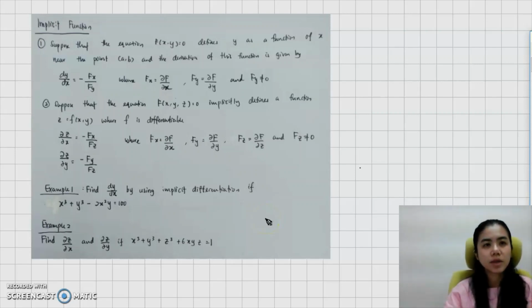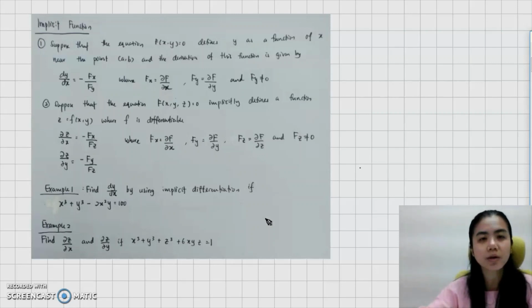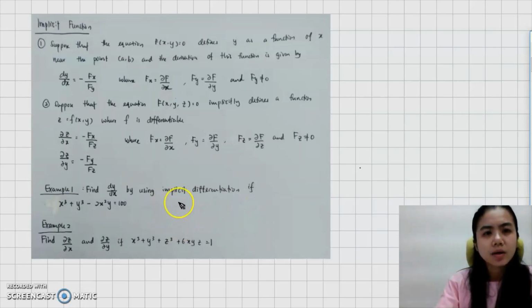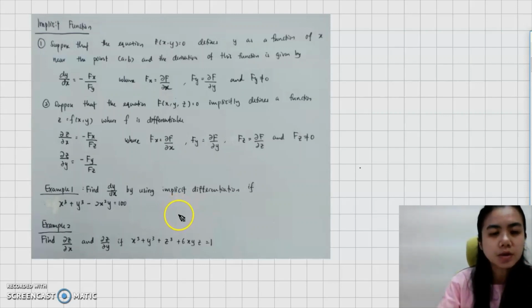Okay, today we're going to look at implicit functions. If we're talking about implicit functions, we're going to look at two different formulas. The first formula is for when you are given equations that involve the variables x, y only. For instance, something like that.